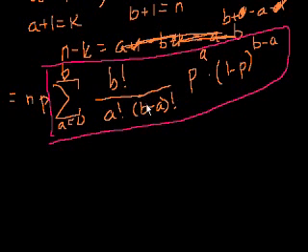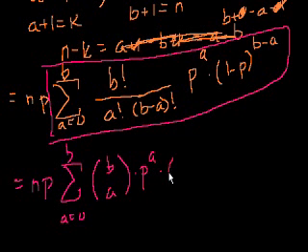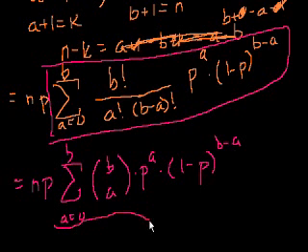This is the probability of, well, let me rewrite it a simpler way. This is equal to np times the sum from a is equal to 0 to b. What is this? This is b choose a. If I have b things and I want to choose a things from them, how many different ways can I? Times p to the a times 1 minus p to the b minus a. What is this thing here?